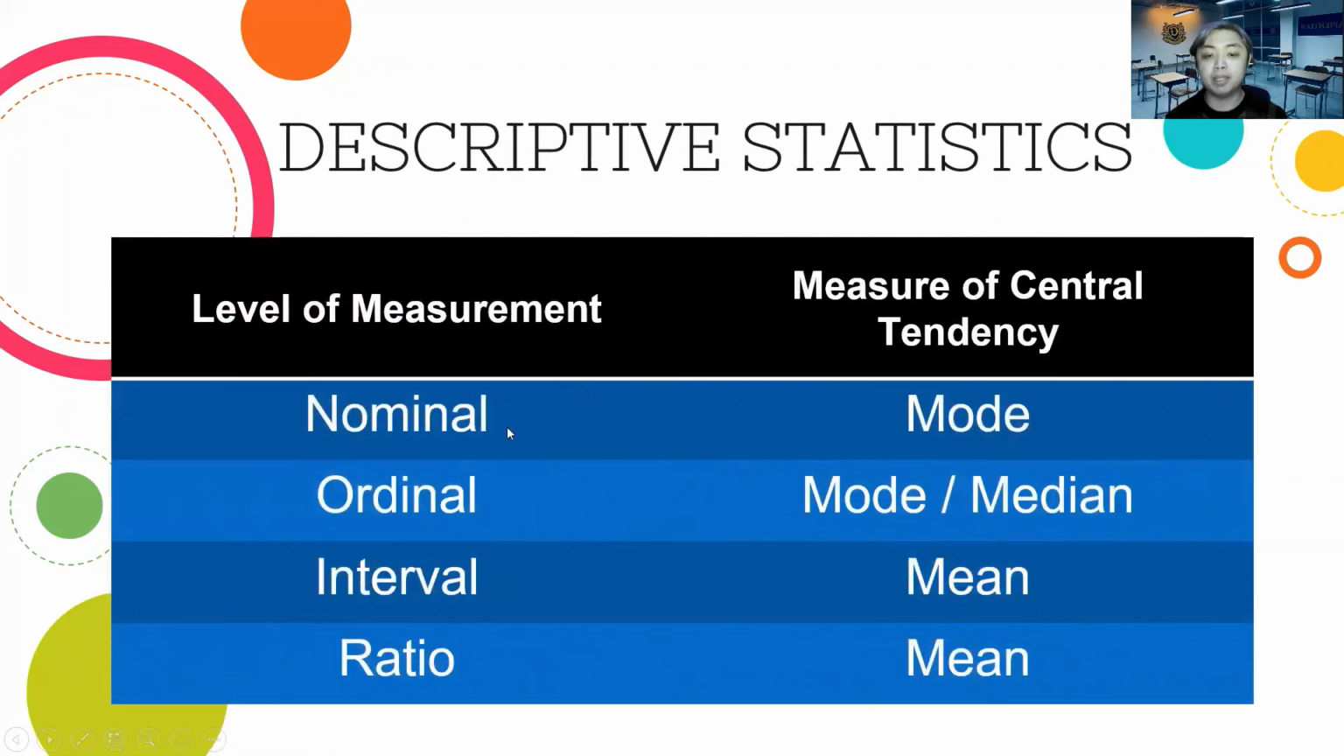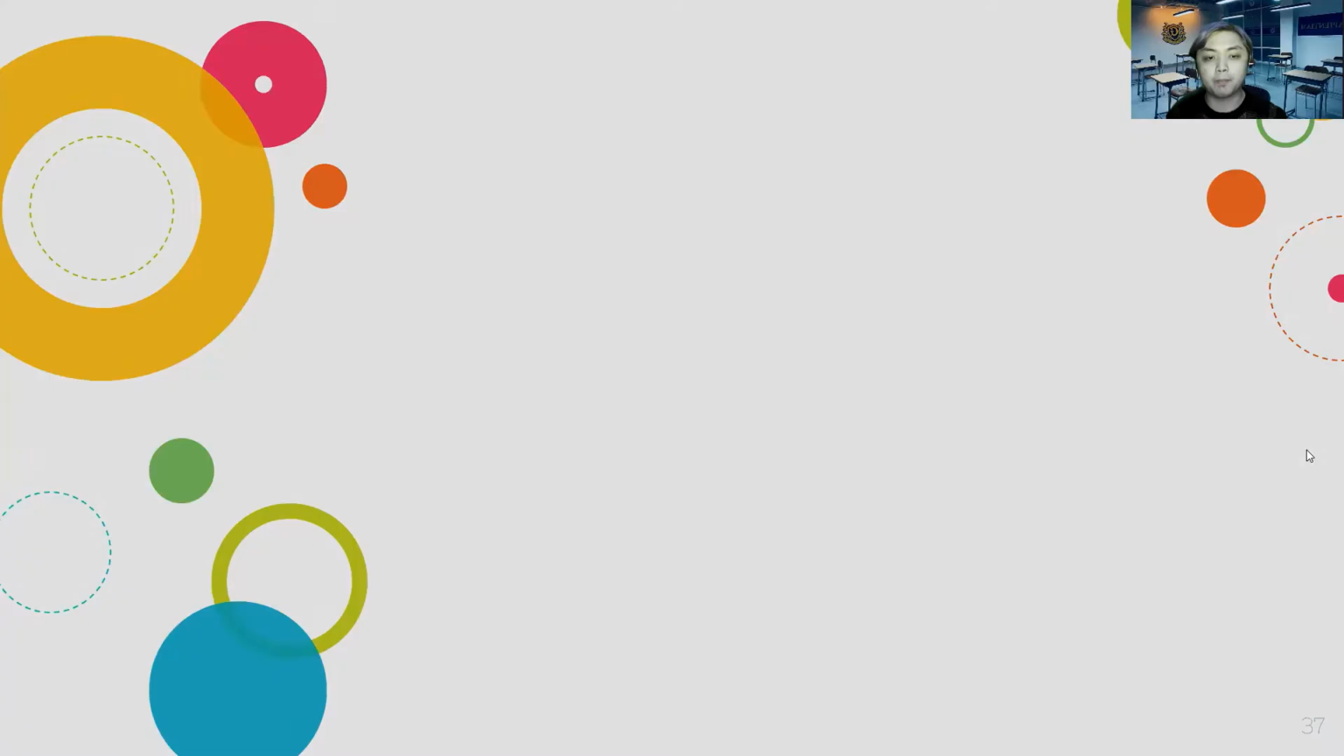So again, for nominal data, it's better to use the mode. For ordinal, mode or median. For interval, we use the mean. Ratio, we also use the mean. We can also use median for interval and ratio data if they are skewed on one side, on the left side or on the right side.